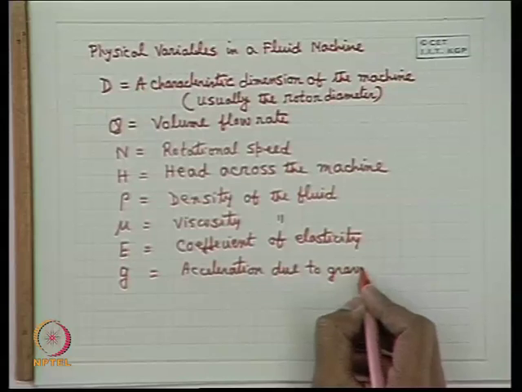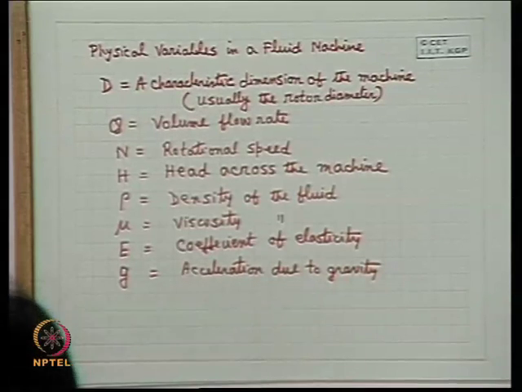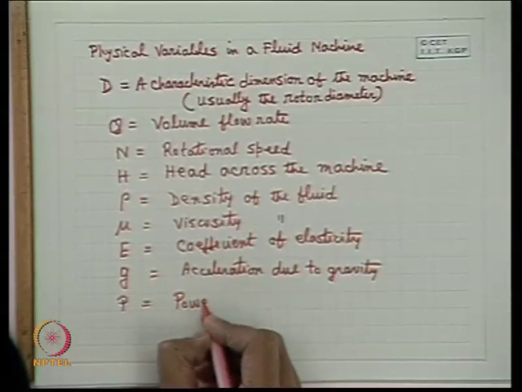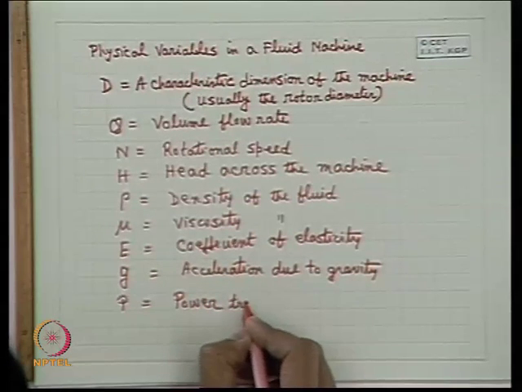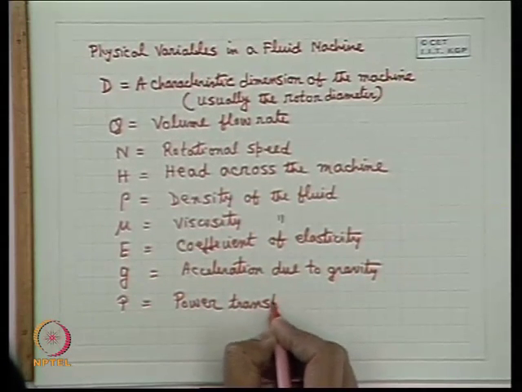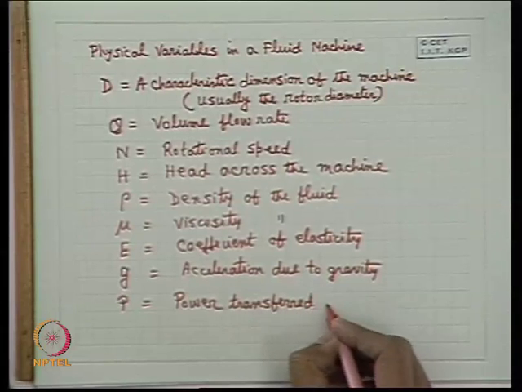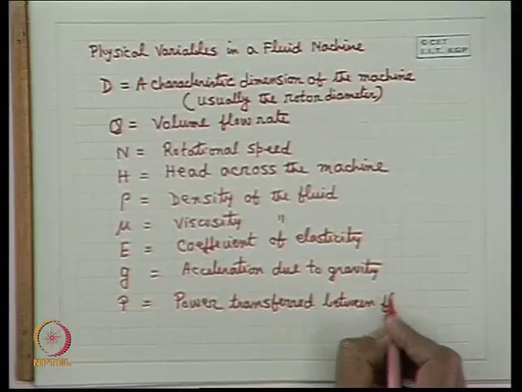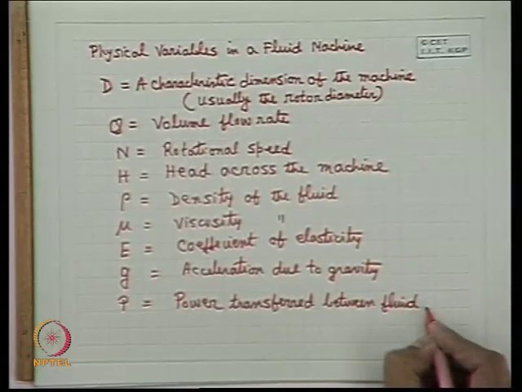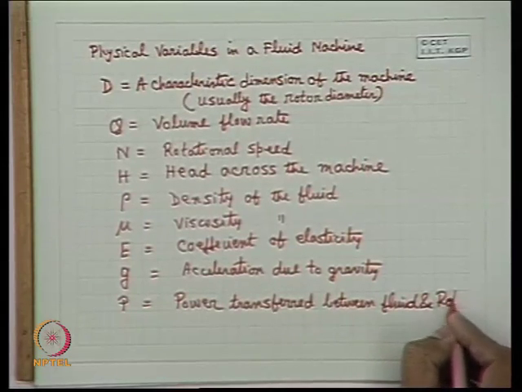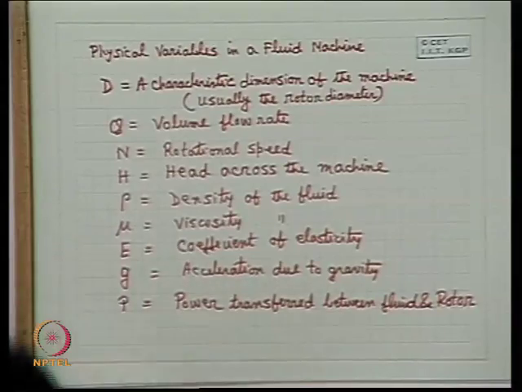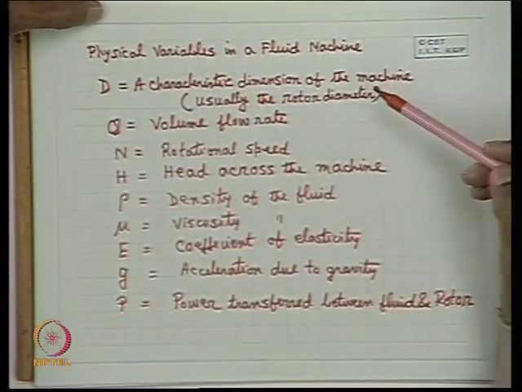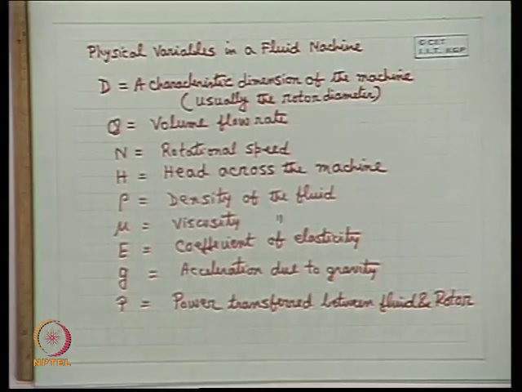Acceleration due to gravity, and then P, power transferred between fluid and rotor. Now we see that these are the physical variables in general in a fluid machine handling a compressible fluid.